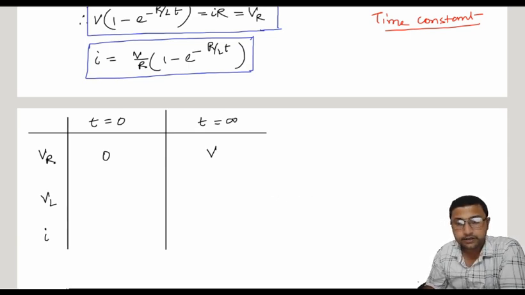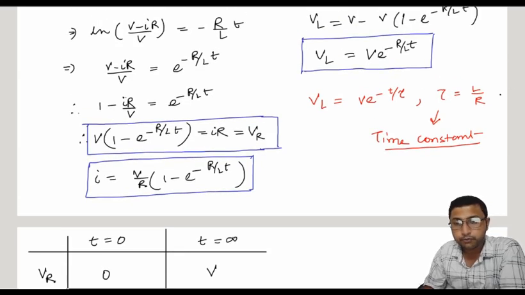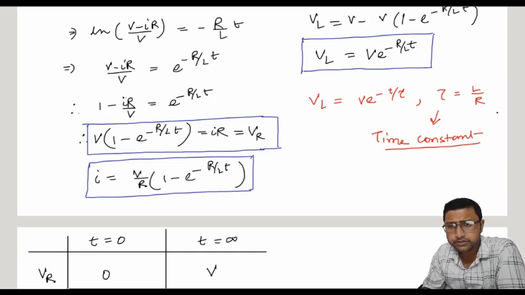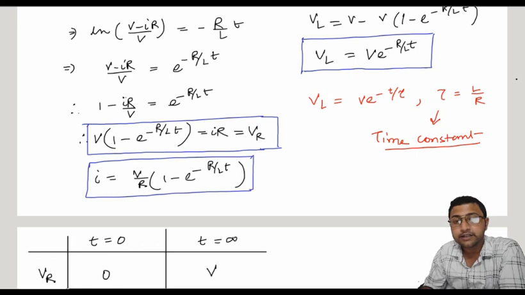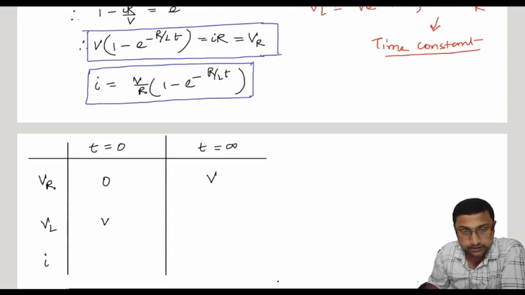Again, if we look into the equation of VL and put t equal to 0, e to the power 0 means 1, so VL will be V, exactly equal to the supply voltage. At t equal to infinite, e to the power minus infinite means 1 by infinity, so it is also 0. That means at t equal to 0, the inductor voltage is V, and at t equal to infinite, the inductor voltage is 0.